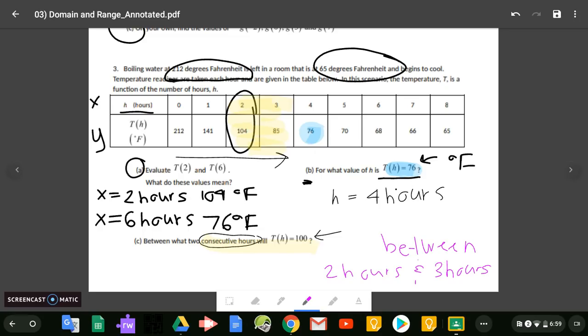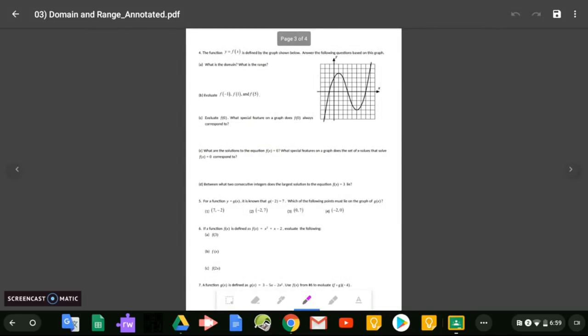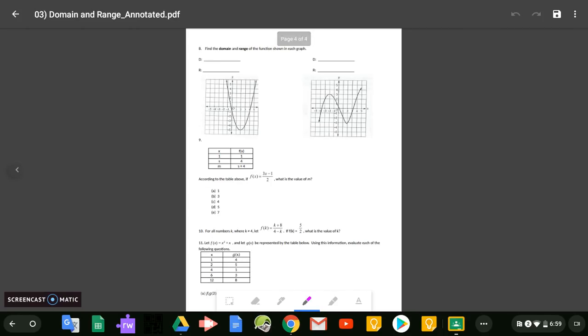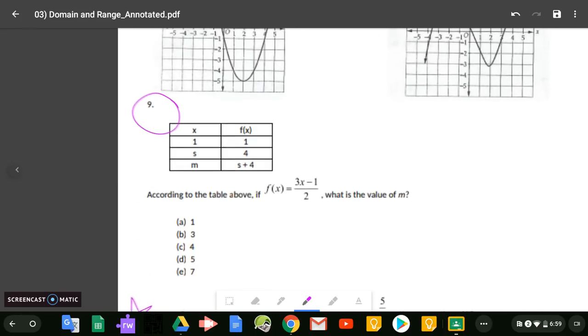So I'm going to show you guys one more question. So I want you to take your packet. This whole next page you're going to do on your own. And then the page after that, you're going to do 8 on your own. I'm going to show you how to do number 9, and that's going to help you with number 10. You're also going to do 11 on your own. So I want you to zone in on number 9.